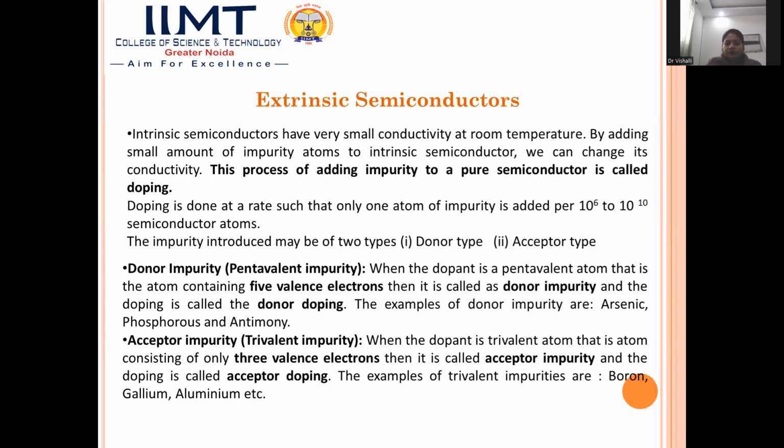So there are two types of impurities, donor and acceptor. Donor type impurity, if we are adding a pentavalent atom to the intrinsic semiconductor, and the second is the acceptor impurity, if we are adding a trivalent impurity to the semiconductor atoms.